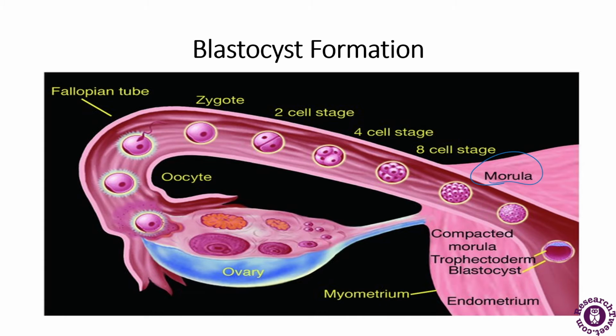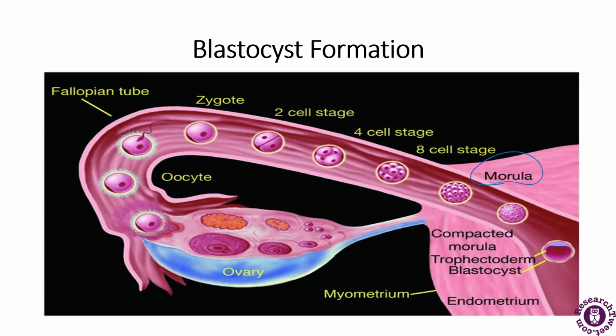Once the fluid starts accumulating, the blastocyst expands. The blastocyst so formed consists of two distinct tissues: the outer layer, which is called the trophoblast, and the inner layer, which is called the inner cell mass. That was displayed in the diagram of the structure of the blastocyst.